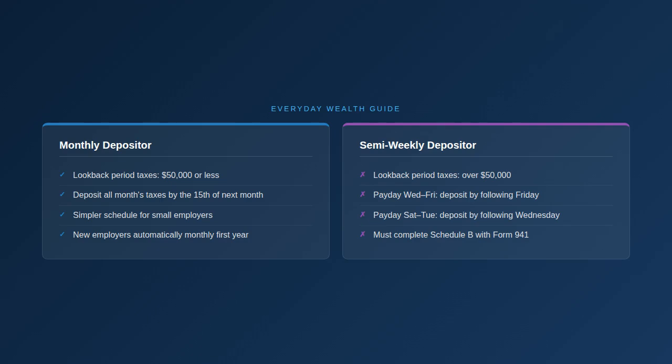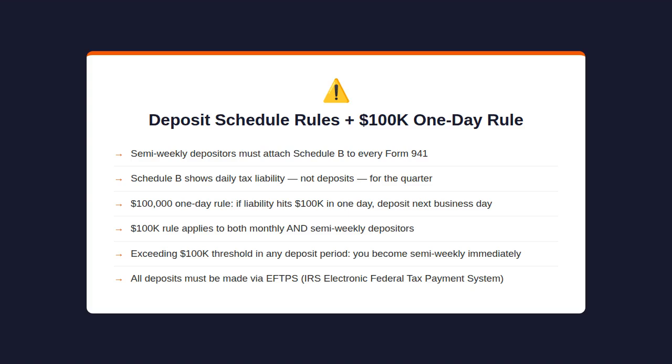If your total payroll taxes exceeded $50,000 in the look-back period, you're a semi-weekly depositor and you deposit taxes within 3 business days of payday if payday falls on Wednesday, Thursday, or Friday, or by the following Wednesday if payday is Saturday through Tuesday. Schedule B is an attachment to Form 941 that semi-weekly depositors must complete. It's a calendar-style form where you enter your tax liability for each day of the quarter, not your deposits, but your daily liability. The IRS uses Schedule B to verify that you made your deposits on the correct days. If you're a monthly depositor, you do not file Schedule B.